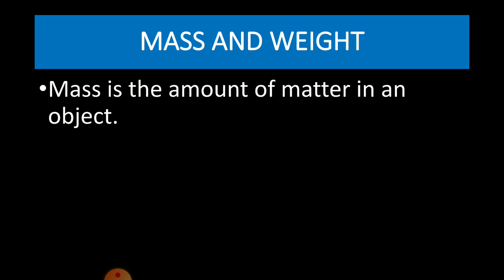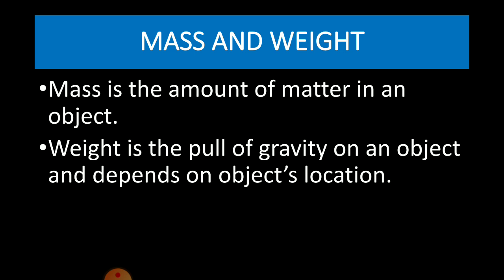First, let us discuss mass and weight. Mass and weight are often used interchangeably, but the two terms have different meanings. Mass is the amount of matter in an object. The mass of an object is a fixed quantity that is independent of the object's location, while weight is the pull of gravity on an object and depends on the object's location.